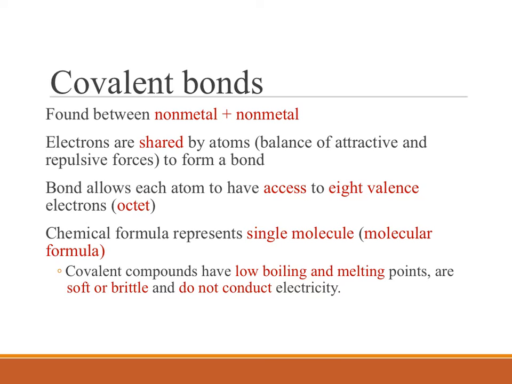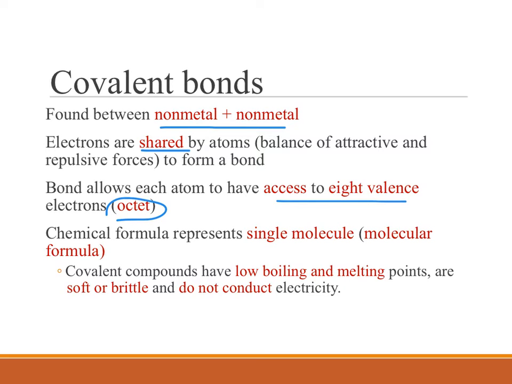So now we're going to move to covalent bonds, which are found in covalent compounds, which are made by two or more nonmetals bonding together. In covalent bonds, electrons are shared by atoms. There's a balance of attractive and repulsive forces forming this bond. Each of the atoms is pulling on these electrons. The covalent bond allows each atom to have access to 8 valence electrons. Again, we still have this octet rule going on with covalent bonds.